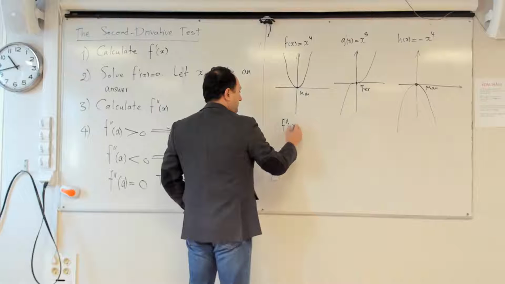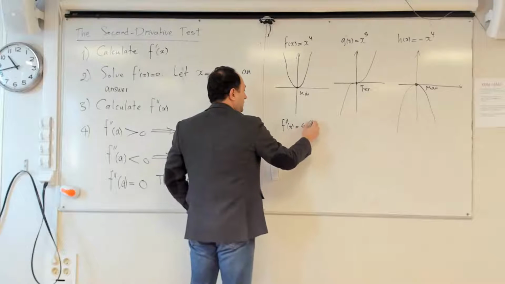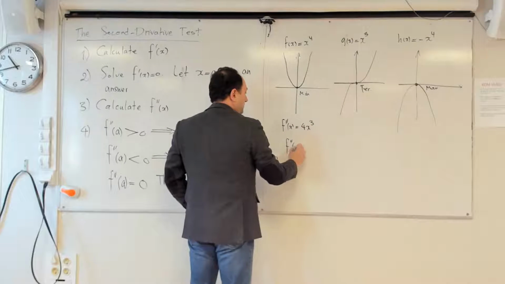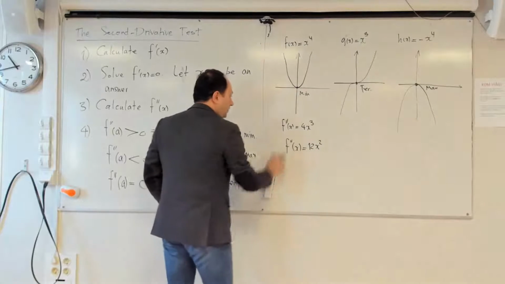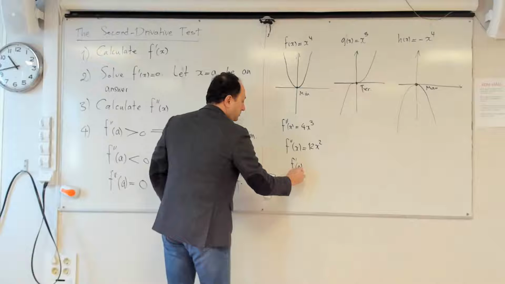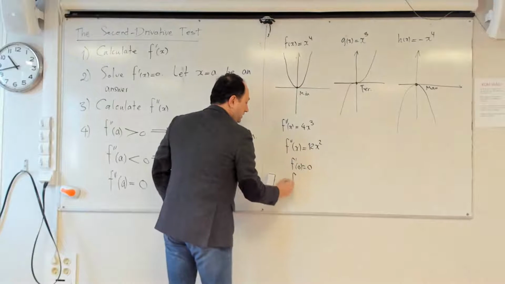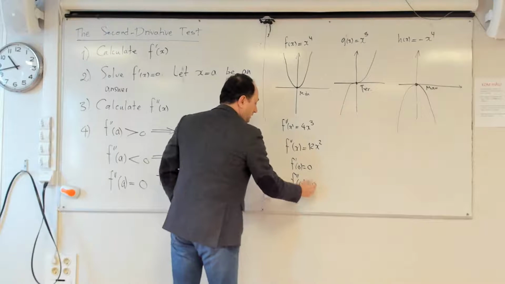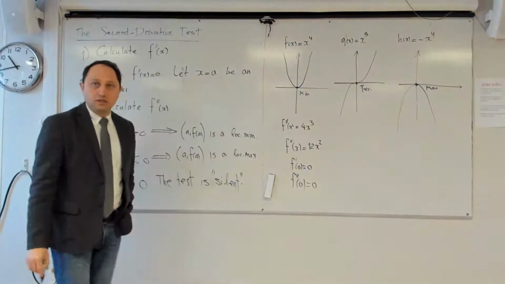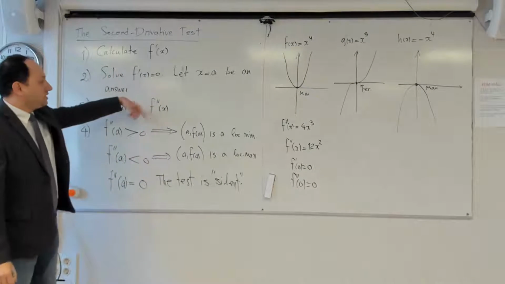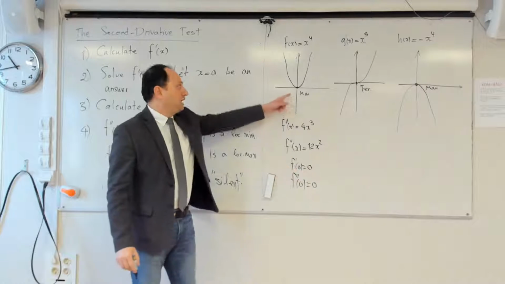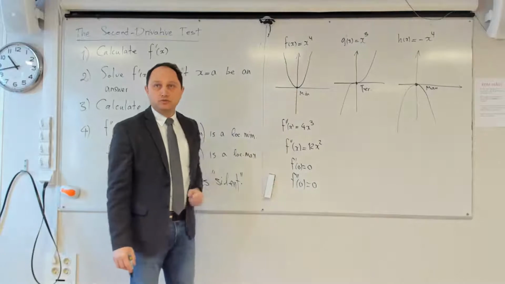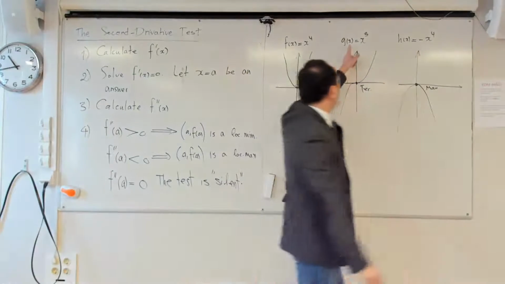Then the second derivative. This is 4x cubed. f double prime of x is how much? 12x squared. Yes? Now, what is f prime of 0? It is 0. What is f double prime of 0? It is 0. Yes? So it means that the first derivative is 0, and the second derivative is 0, but the nature of the point is a minimum point. Yes? Let us check this one.